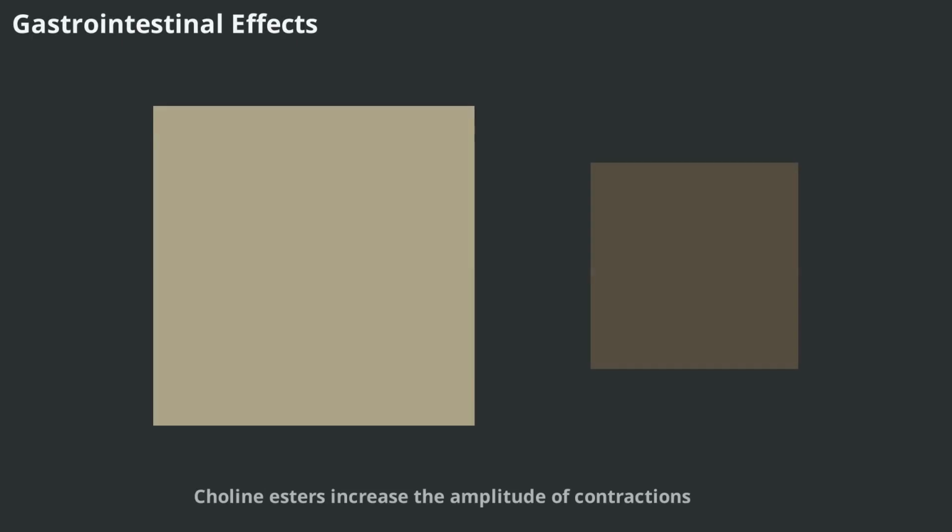Choline esters increase the amplitude of contractions and peristaltic activity in the stomach and intestines. They also enhance secretory activity in the gastrointestinal tract. These effects are particularly useful for treating conditions where increased motility or secretion is desired, such as certain types of constipation or digestive disorders.